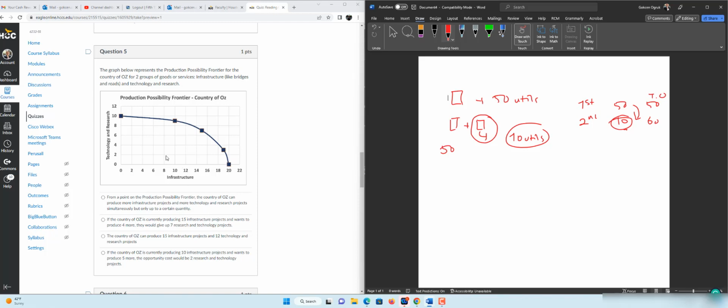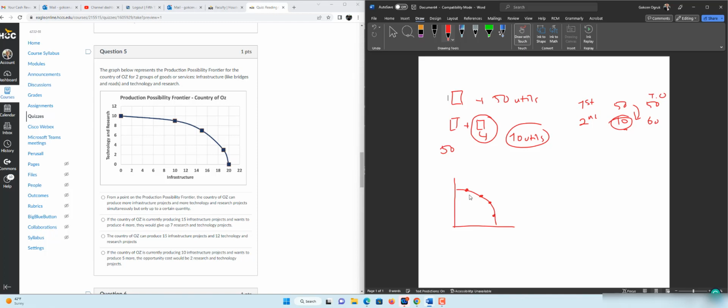From a point on the production possibility frontier, the country of Oz can produce more infrastructure projects and more technology and research projects simultaneously, but only up to a certain quantity. This is not correct. Why? Because on the production possibility curve, here you see, you are actually using all your resources, because that means this is an efficient production, okay?